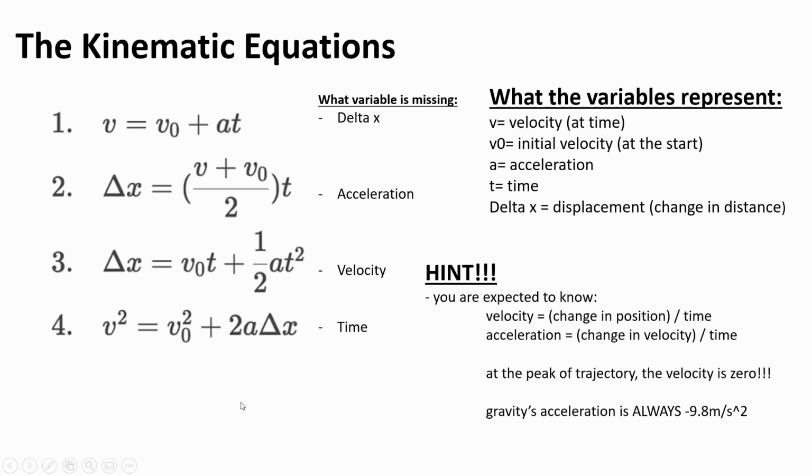This is not true for horizontal velocity. It has a constant horizontal velocity, and we'll get into that in another video. Also, always remember, gravity's acceleration is always negative 9.8 meters per second squared.